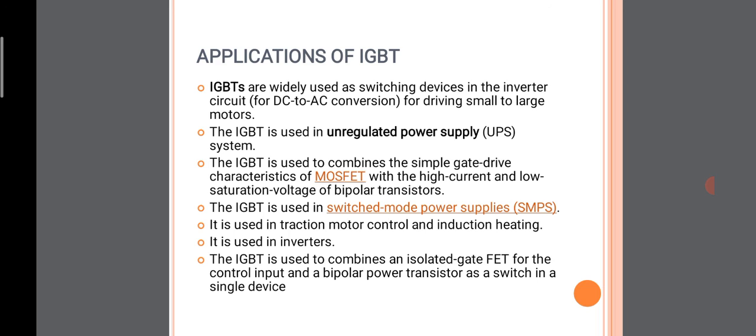It is used in traction motor control and induction heating. It is also used in inverters. An IGBT is used to combine an isolated gate FET for the control input and a bipolar power transistor.